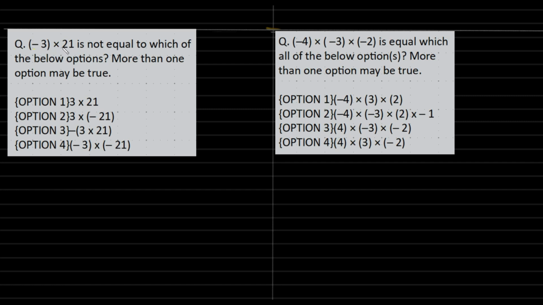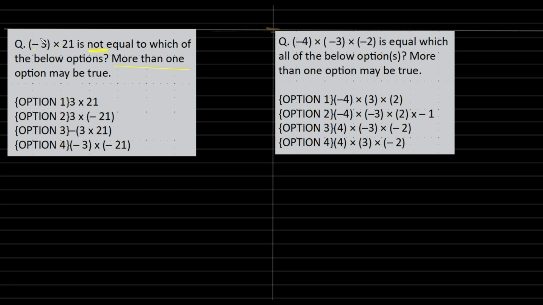Negative divided by positive, 3 and 21. So minus negative 3 into 21 is not equal to, keyword here is not equal to, which of the below options? More than one option may be true. So we can have multiple choice. So this is a multiple choice question.